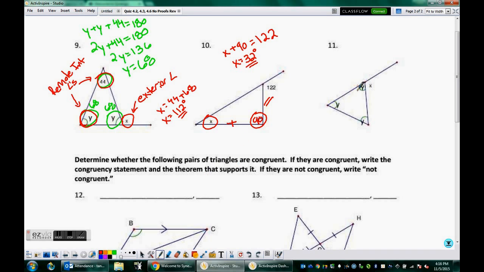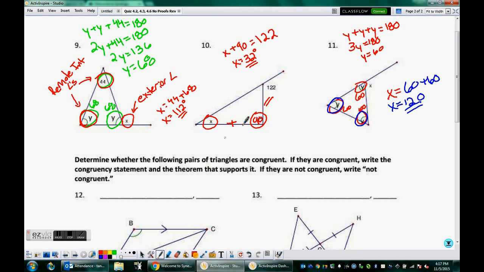The next one here, I've got the 3 interior angles, all 3 of them. So I got y plus y plus y equals 180. So I've got 3y equals 180. So that means each y is going to be 60 degrees. 2 ways to find x. Again, it's a linear pair with the 60. Or I know my x is going to be the sum of my remote interior angles, which is 60 plus 60. Either way, you'll get the same answer. Okay.